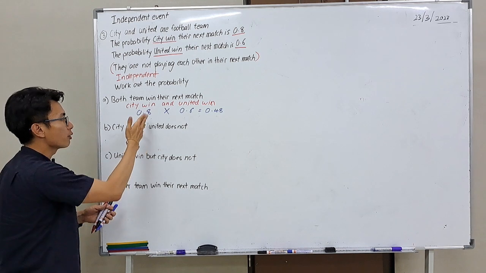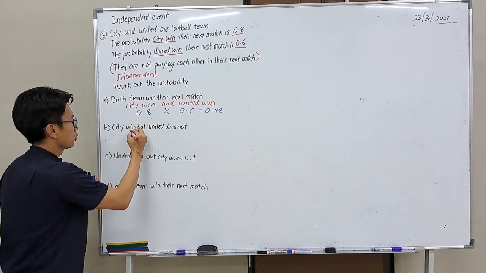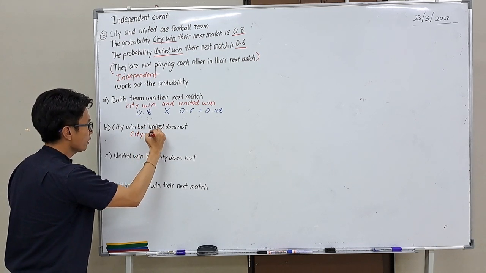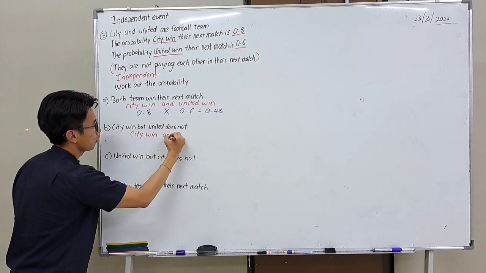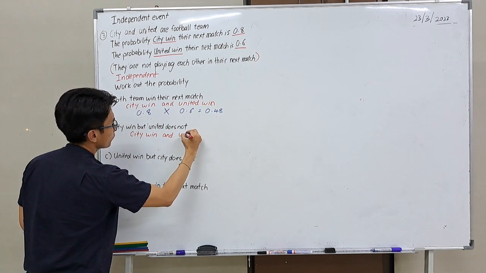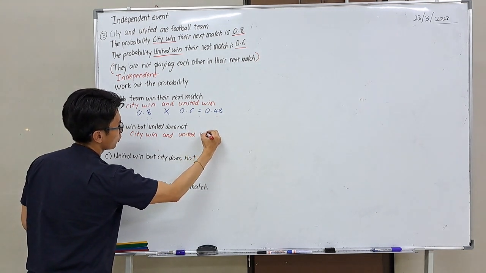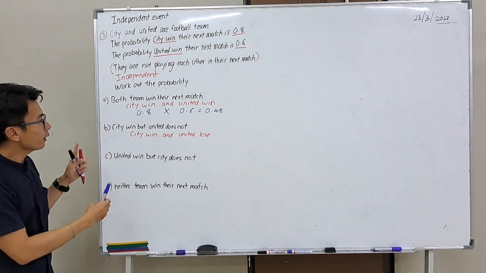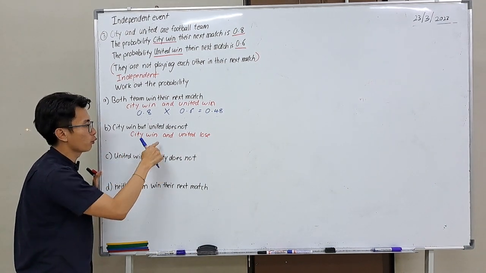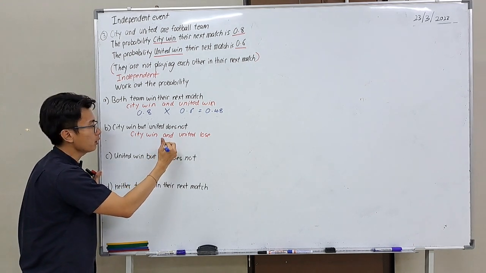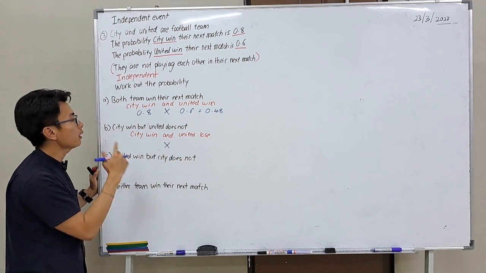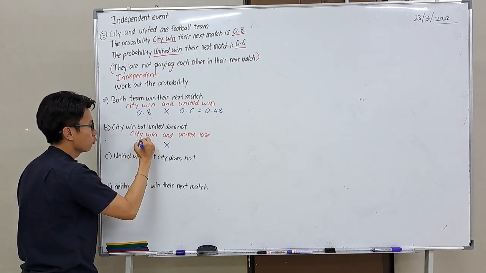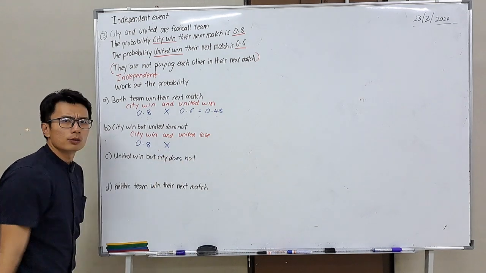Again, we can rephrase this sentence. We are interested in finding the probability of City wins and United lose, which means they don't win. So what's my probability here? What can we extract from this information? We know there's the word "and" here, so we have to multiply. That's one thing. City wins is already given in the question, which is 0.8. But what about United lose?